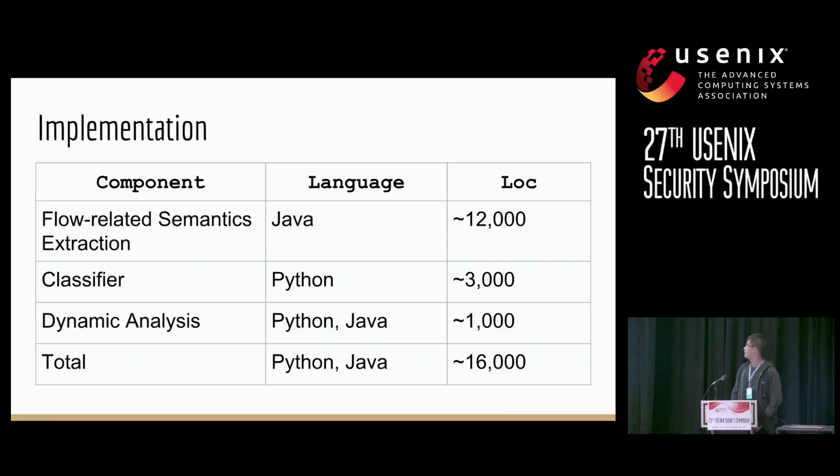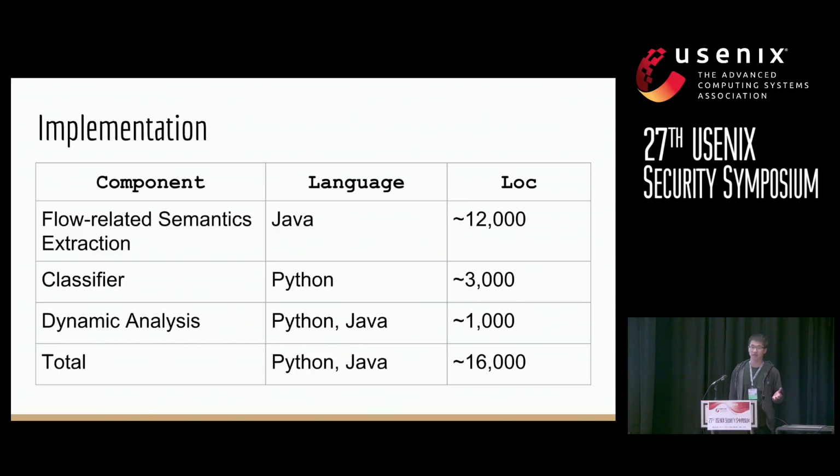Okay, let's briefly talk about the implementation. The whole system of FlowCog is implemented in Java and Python in about 16,000 lines of code. The major part is how to extract the flow-related semantics. This part is implemented in 12,000 lines of Java code. Our system is using the taint analysis framework provided by FlowJoy.